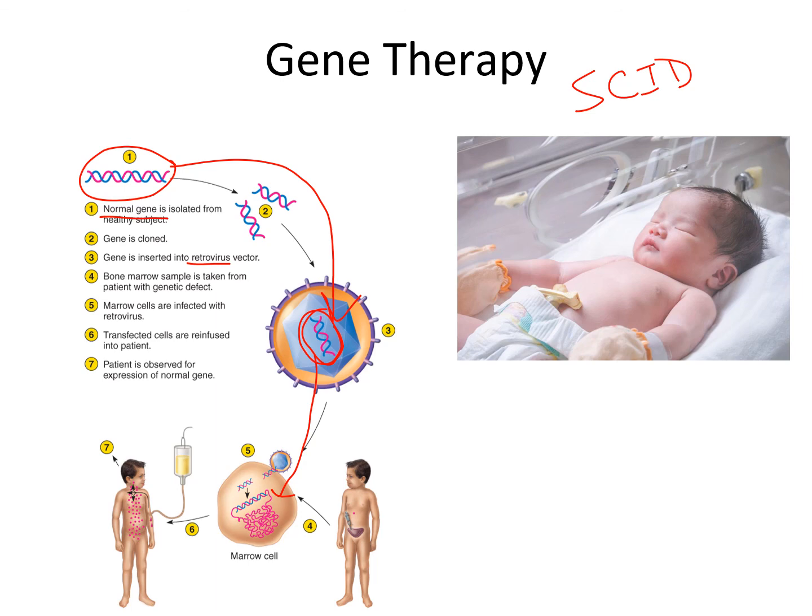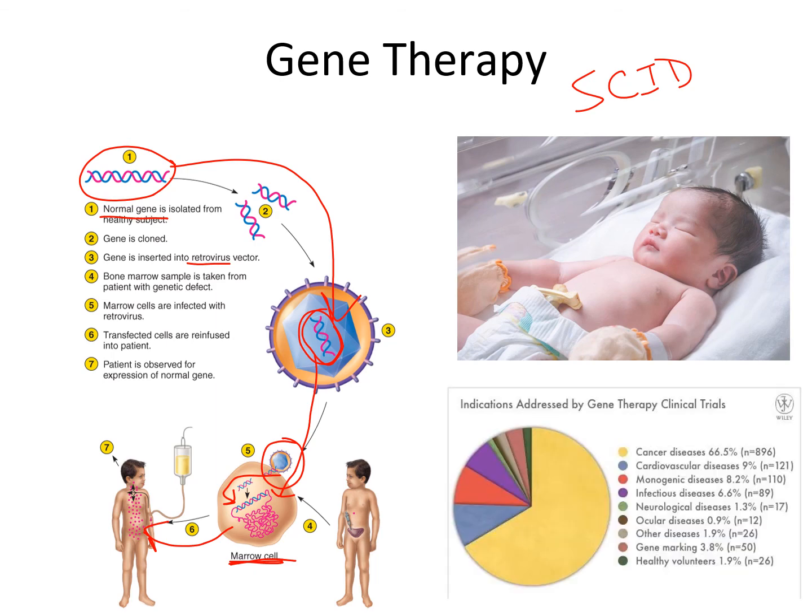So you would take a normal copy of the gene, put it into the virus, then take out the hematopoietic stem cells from the child who is affected with SCID and expose those bone marrow cells to the virus. The virus would insert a healthy copy of the gene into the bone marrow cells' chromosomes, and then you put those bone marrow cells back into the individual. Again, they've done a clinical trial for this. I'm not sure what the results have been so far, but they were promising.